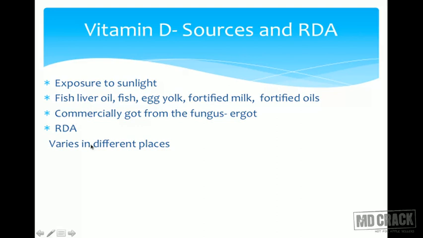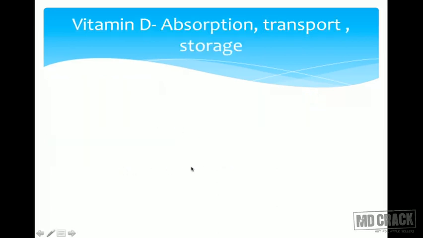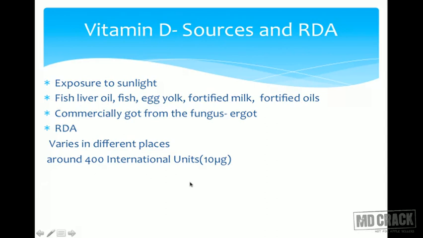Now RDA varies in different places. For different countries it is different depending upon where the country lies with respect to the equator. So as you go to the polar region, since the sunshine is lesser over there, the RDA is going to change, and as you come towards the equator, the RDA is going to be lesser and lesser. So it varies in different places. Usually they say around 400 international units is enough. Around 400 international units, that is 10 micrograms.